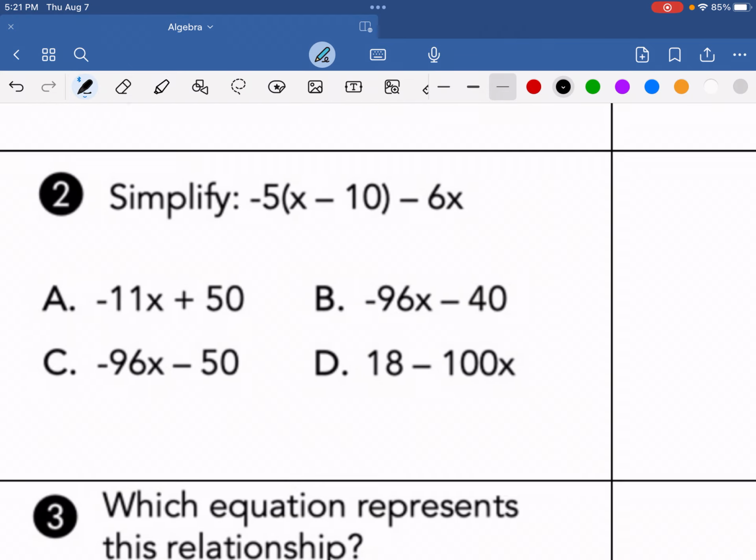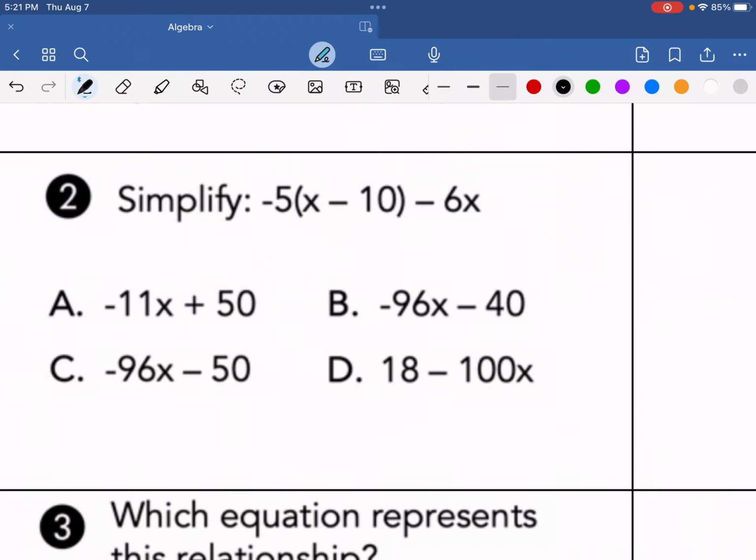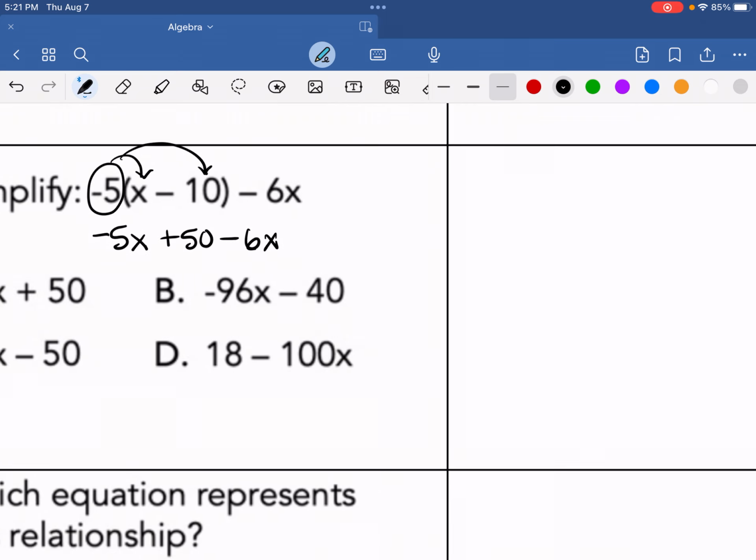For number 2, simplify. If you look at it, this is just distribution: -5 parentheses x minus 10 parentheses minus 6x. The -5 is outside the parentheses, so it needs to multiply into the parentheses. -5 times x is -5x. -5 times -10 is positive 50. This minus 6x is going to come down. So what I have right now is -5x plus 50 minus 6x.